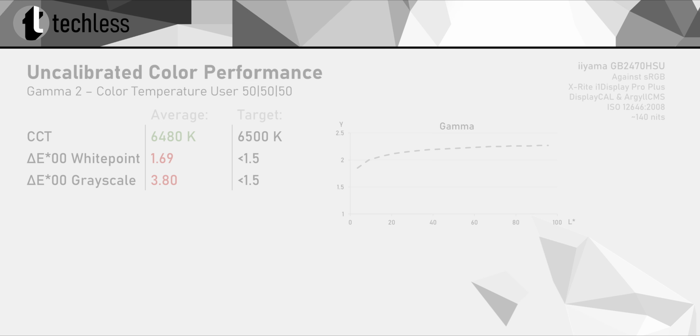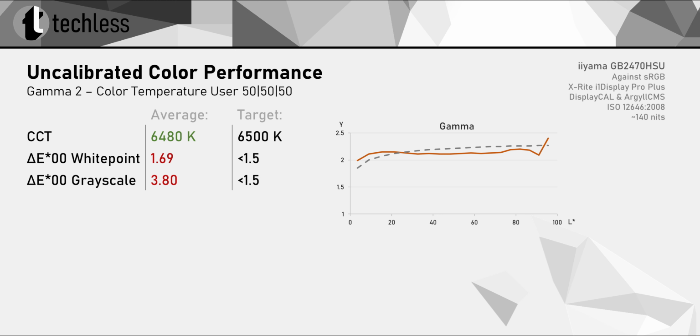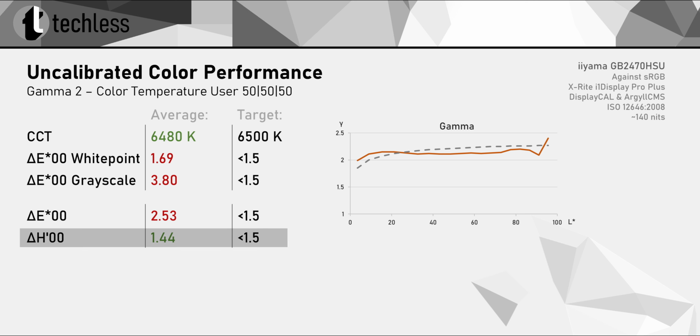But let's dig a bit deeper. Out of the box, iiyama brought the 2470 reasonably close to the desired D65 white point. The color temperature is spot on without changing any settings, but there's a small color tint preventing a better score here. To quickly sum up the other measurement results, it's mediocre, though it's nice to see a good delta H result, telling us that the color hues are about correct.